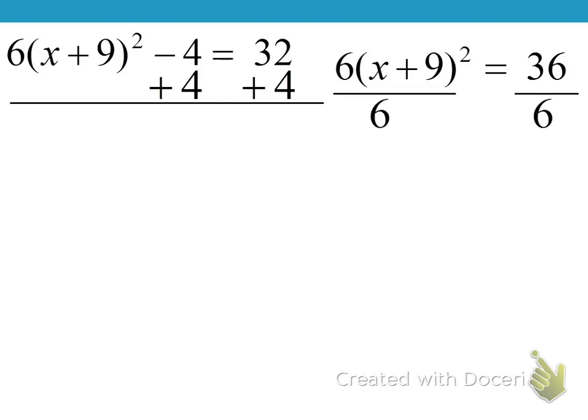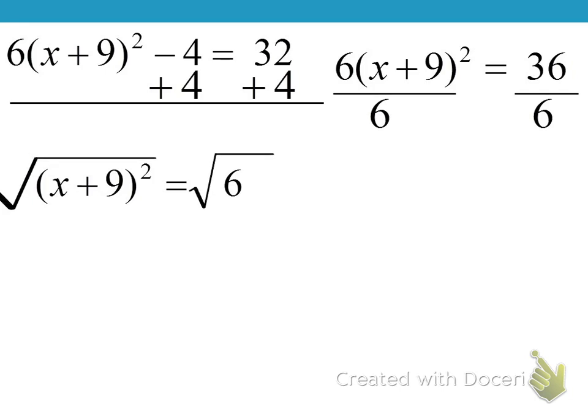Divide both sides by 6. What is 36 divided by 6? 6. All right. Here's where it gets kind of confusing. What am I going to do? Now I can take the square root of both sides. So the square root of 6 is just the square root of 6. Plus or minus.